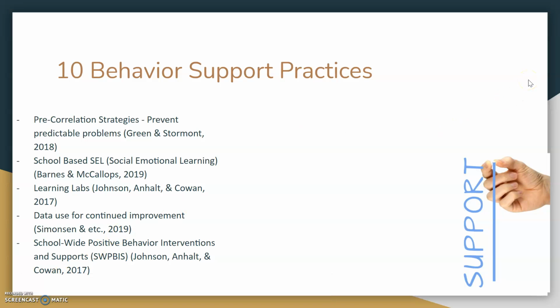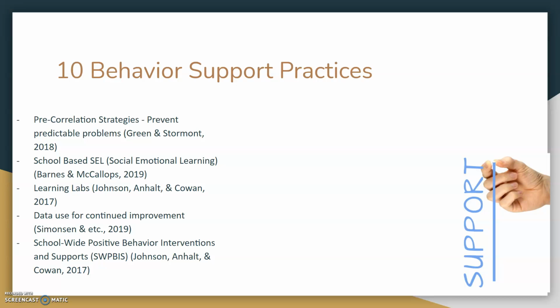Pre-correlation strategies prevent predictable moments or predictable problems. School-based social emotional learning labs is a big part of it. Getting the kids to have a hands-on experience with each other and what they are trying to learn. Data use for continual improvement, being able, as administrators, to look at data from maybe a culturally similar school and seeing what they have done to enhance everyone's learning and bring that to your own school.